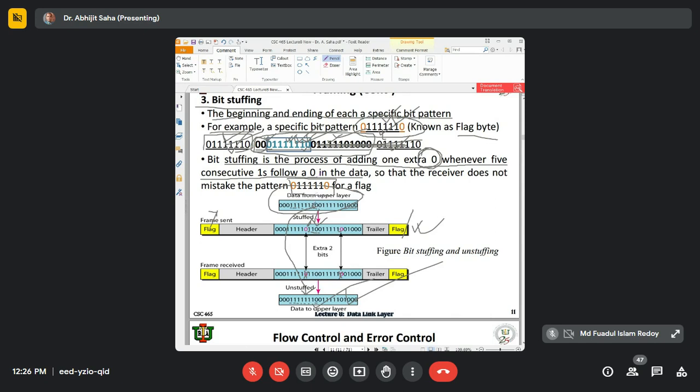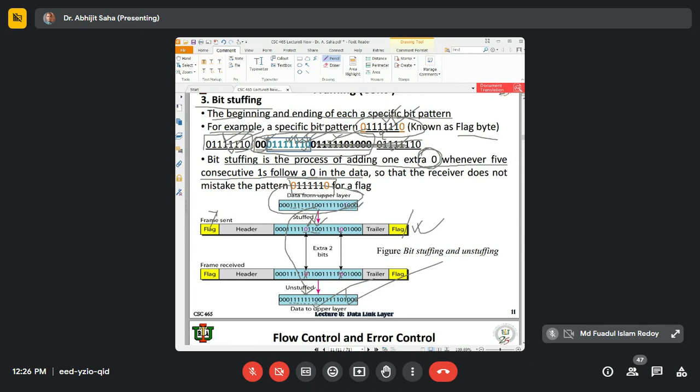Okay, so what is happening, what is going to be stuffed? Look: 1 2 3 4 5. So after the five ones, you have added a 0. Again 1 2 3 4 5, after that you have added 0. Next comes 1 1 0, so you write 1 1 0. Then again 1 2 3 4 5, so you have to add 0, and then you go on with the rest of the bytes. That is how you can avoid it.